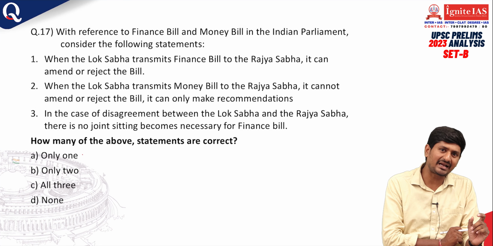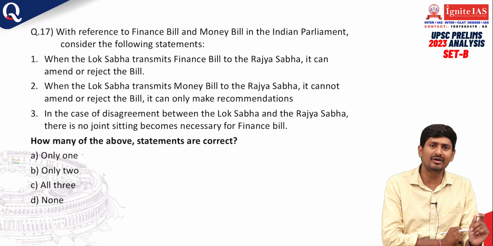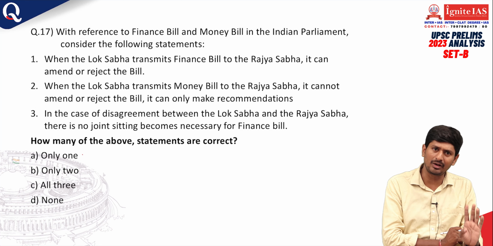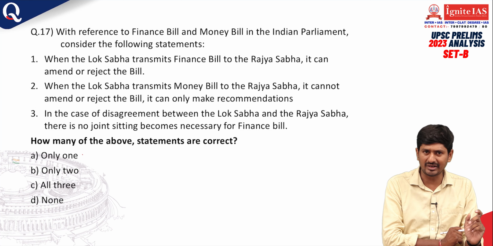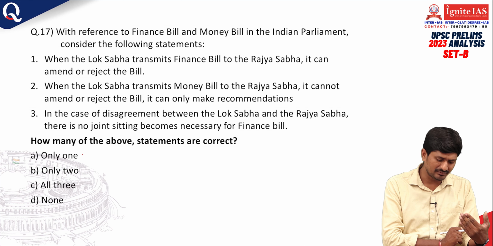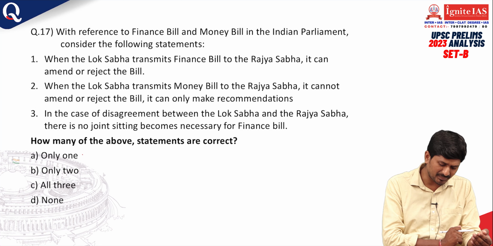So it means it is attracting which article of the constitution? Article 110 of the constitution. Similarly, the money bill is explicitly defined under Article 110, which talks about the transactions of the Consolidated Fund of India alone. Okay, the transactions of the Consolidated Fund of India, that is mentioned under Article 110 of the Constitution. So in this light, let us understand the various dimensions of this particular question.